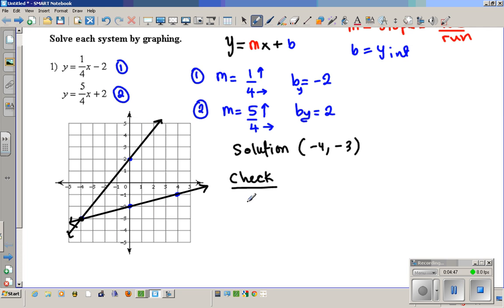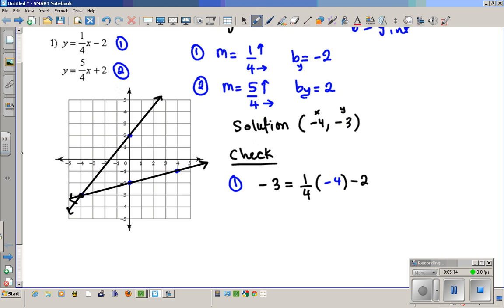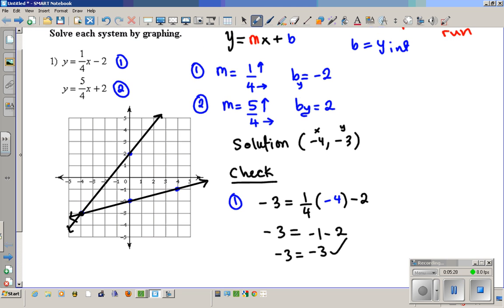For the first equation, this is x and this is y, so we're going to plug these into the first equation to see if it works. So the question is, is -3 equal to 1 over 4 times -4 minus 2? Is that right? So I plugged these two into the first one, and the question is, does it work out? If it does, then we'll test the second one. So I just leave the left side alone, and on the right side I multiply it out. This becomes -1 minus 2. And is -3 equal to -3? Yes, so it checks out. Okay? So that works nicely.